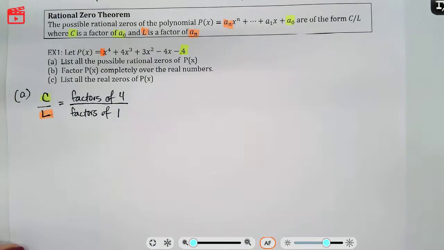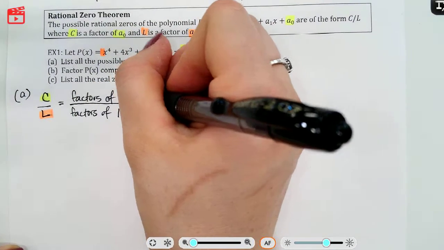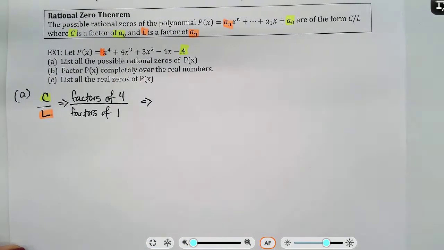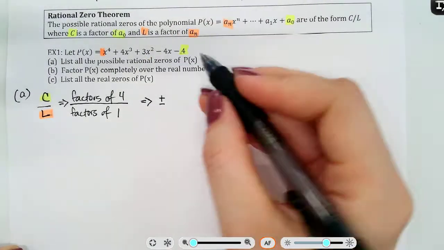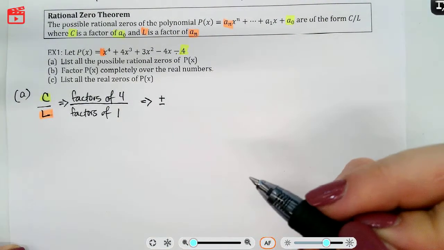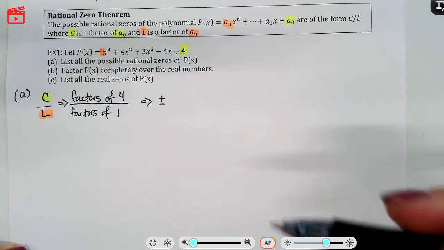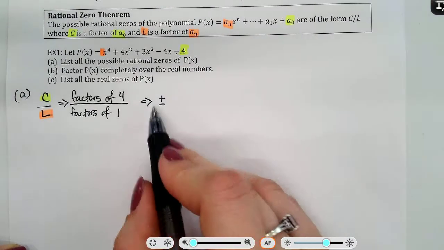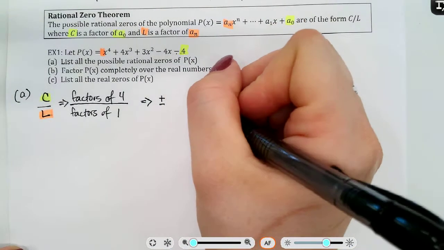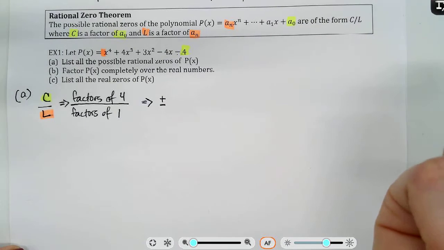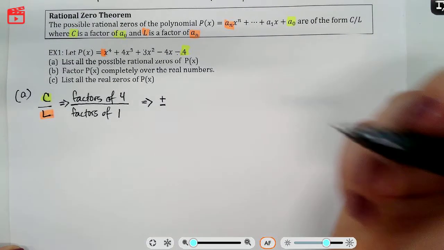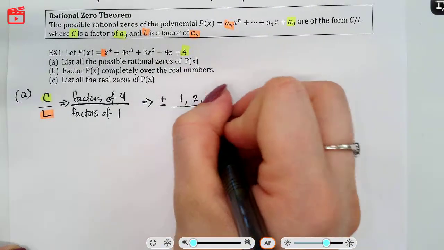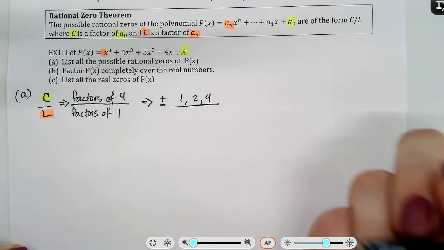When we do this, the factors of 4 are going to be, and we take the positive or negative of all these options. That's why I didn't take the negative 4 when I wrote down factors of 4, because we're going to look at the positive and negatives of the factors anyway. So what are the factors of 4? 4 is divisible by 1, 2, and 4. Those are the factors of 4. And we're going to divide those by factors of 1. Well, that's easy. Factors of 1 are just 1.